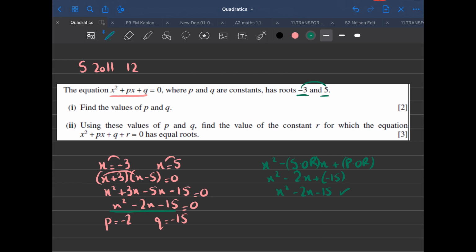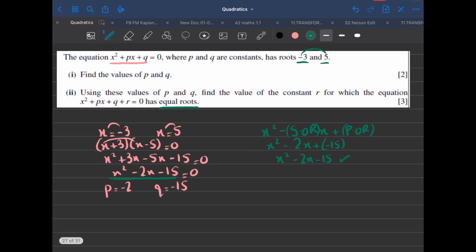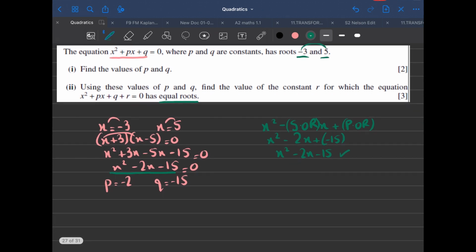Once you get this, then it says has equal roots. So in equal roots, it means that there are two roots, but both are the same, which means one root, which further means b square minus 4ac equal to 0.